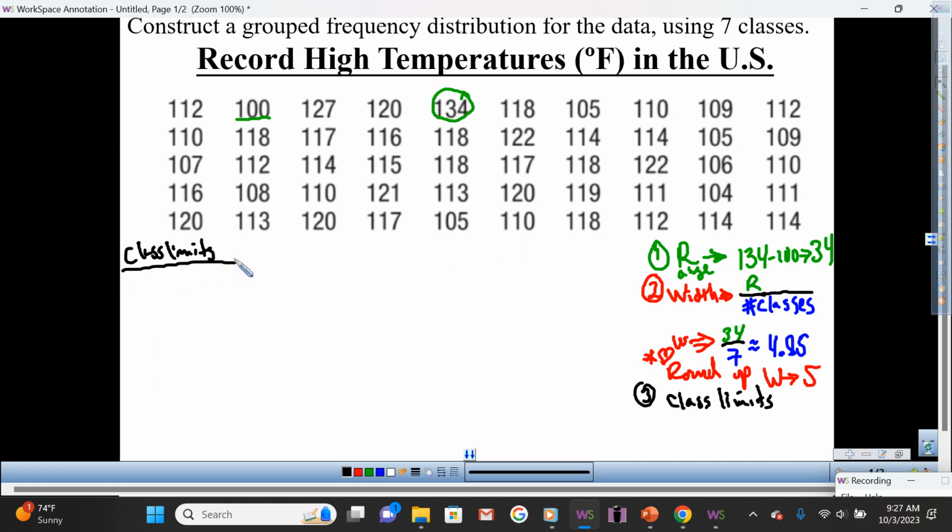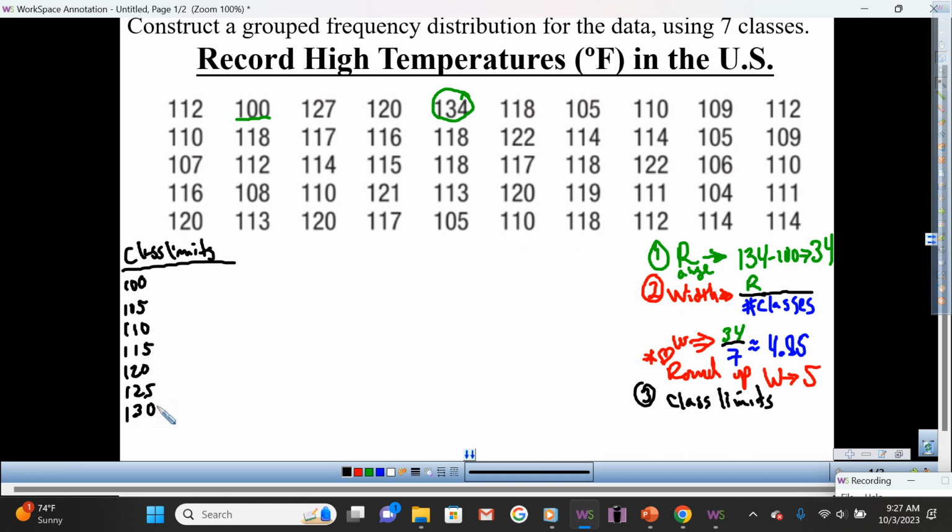All right, what was the lowest number that we said we had? So we started at 100. Ready? What is the width? 5, so that means the next class down should be 105, because that's the width, right? So then the next class down is what? 110, and then 115, 120, 125, 130.